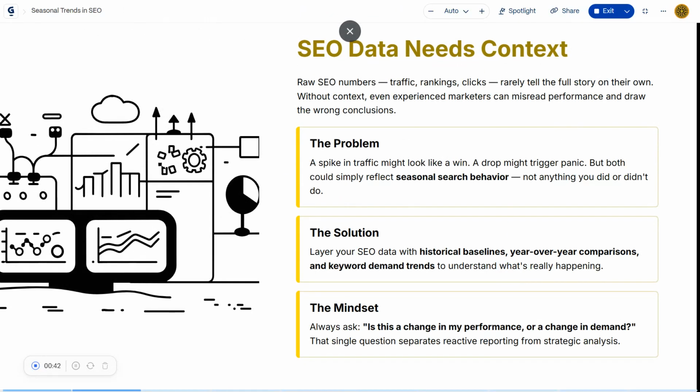SEO data without context is misleading. SEO performance is often judged by traffic, rankings, and conversions, but these metrics don't exist in isolation. They are heavily influenced by timing and external demand shifts. Without context, you can easily misinterpret what is happening.